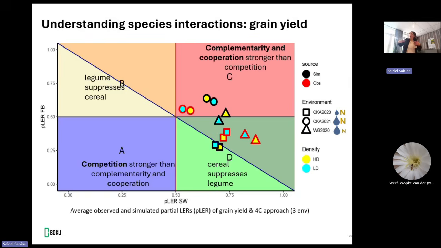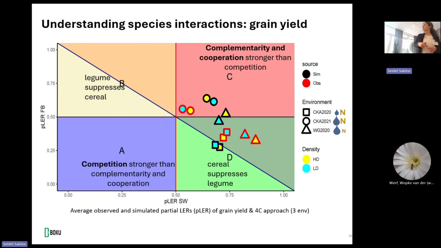It's actually just a good way of illustrating that if we are here in that A block, in this bluish block, the P-LERs of both crops are below 0.5. So the lose-lose situation. Competition is stronger than complementarity and cooperation. This is, of course, not what we want at all. Whereas on the other side, this is where we're aiming for. The P-LERs of both crops are above 0.5, which means that complementarity and cooperation are stronger than competition. And then we have the 2 other cases. In the greenish one, the cereal suppresses the legume, so the cereal has the higher P-LER and the fava bean the lower, and then the other way, the legume suppresses the cereal.